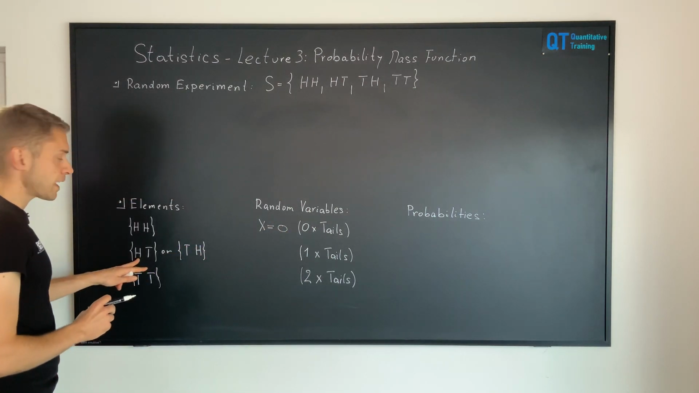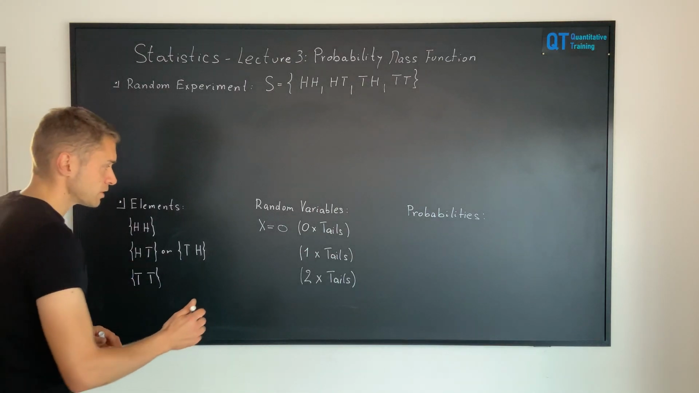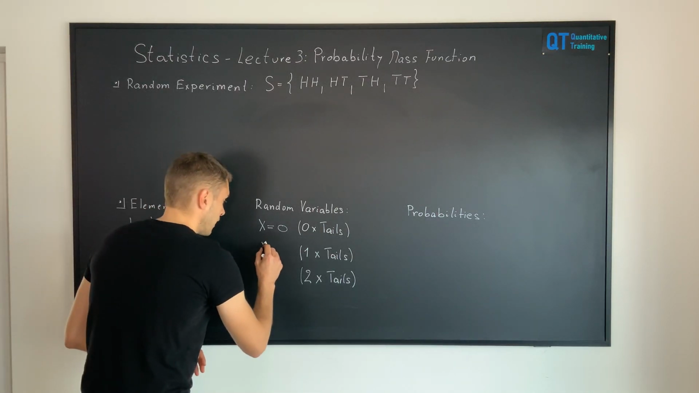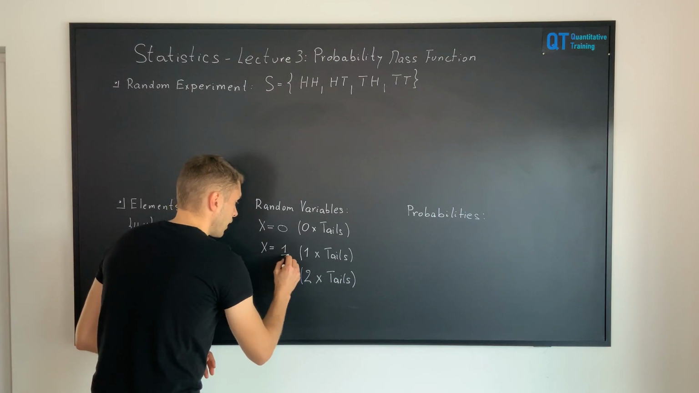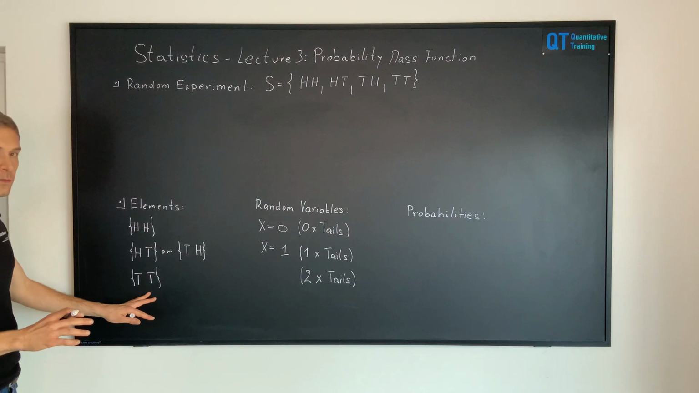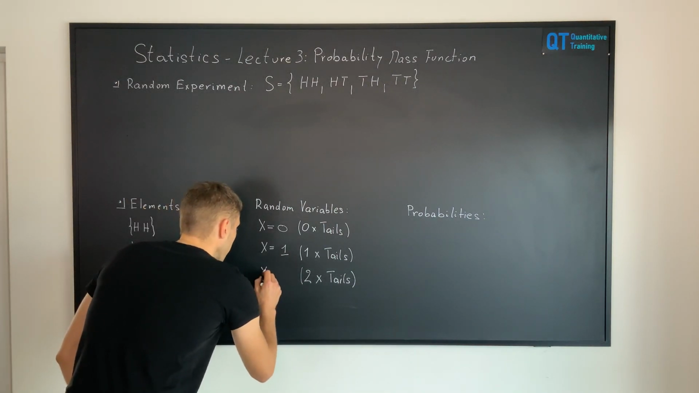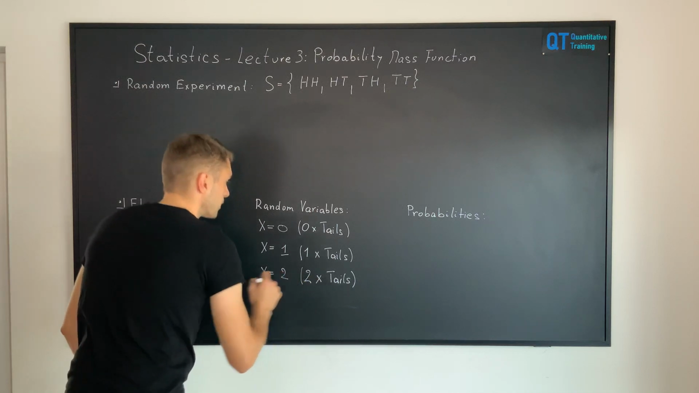We can have first heads and then tails, or first tails and then heads, but in both situations we have 1 time tails, so x equals 1 for 1 time tails. Or we can have the situation where we have 2 times tails in a row, so the corresponding random variable is x equals 2 for 2 times tails.